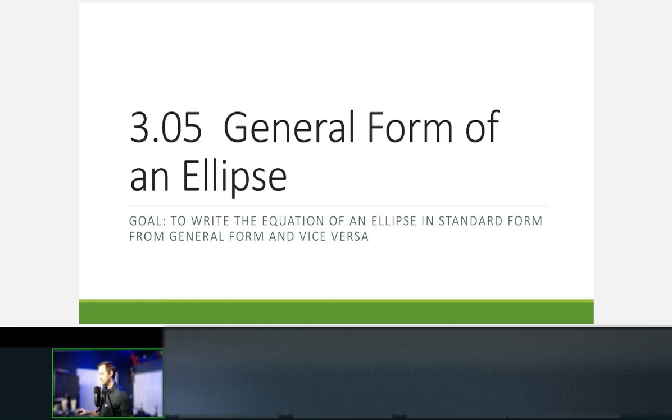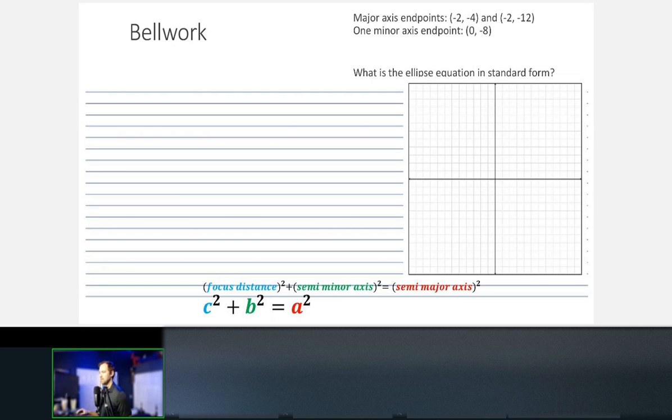Good morning, everyone. Today is Monday, October the 18th. We are back from fall break. So today we are doing day 3 of ellipses. This is the bell work, but we don't have time to go through it. Today's kind of long, just like every lesson in Unit 3.